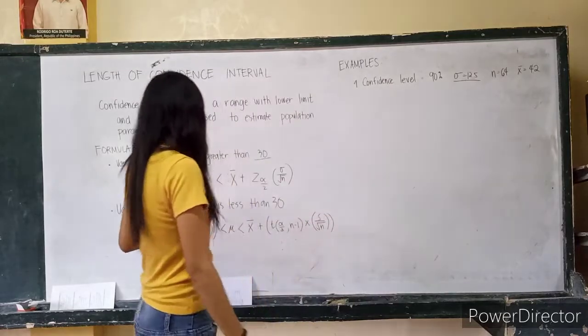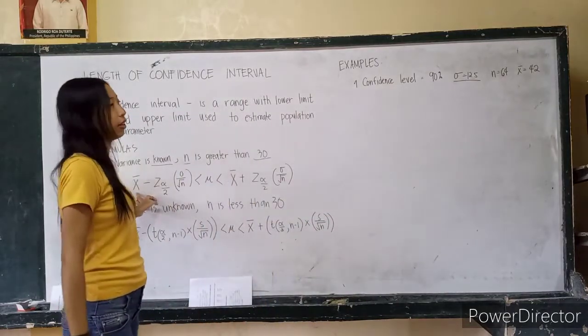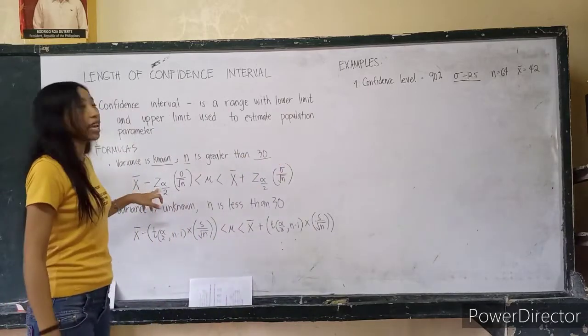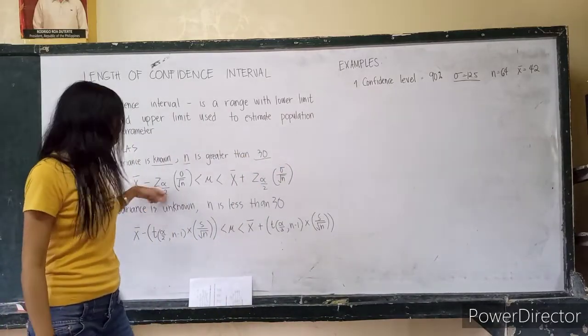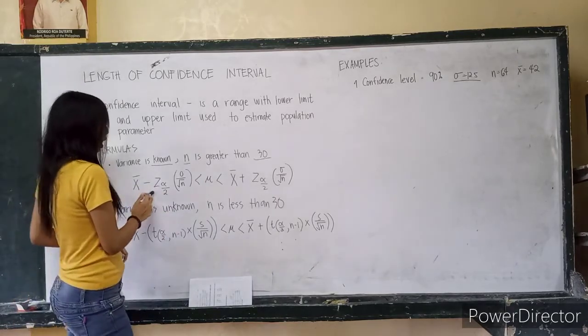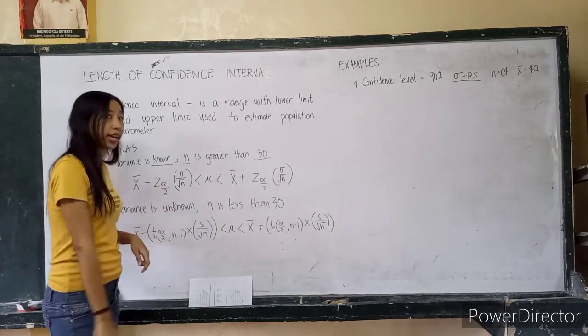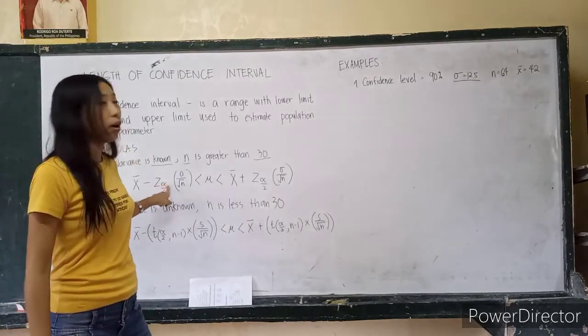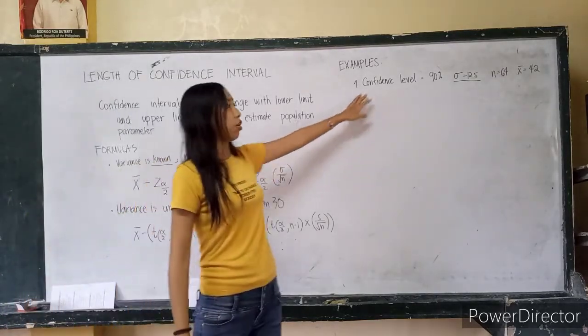Now, checking, we have your x bar, right? X bar is equal to 42. The z alpha over 2 is what we don't have yet; we are going to find that. So, to find it, we will first find alpha, and we get alpha using your confidence level.